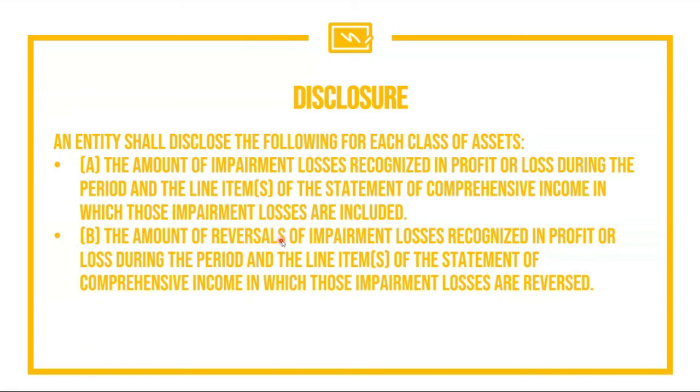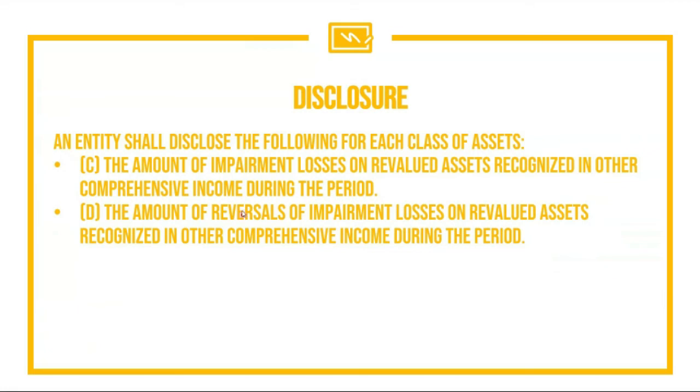Letter B, the amount of reversals of impairment losses recognized in profit or loss during the period also. Letter C, the amount of impairment losses on revalued assets recognized in other comprehensive income during the period, because of course, if there are impairment losses, there will be reversals of revaluation surplus which will be recognized in OCI. And the amount of reversal of impairment losses on revalued assets as well, because it will now be reverted back to revaluation surplus.